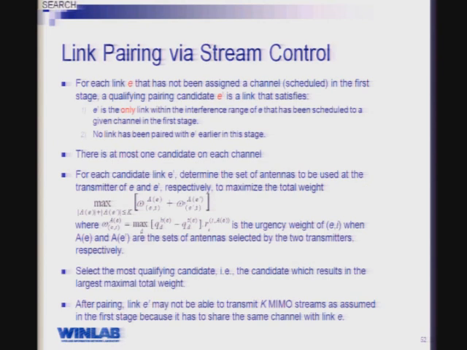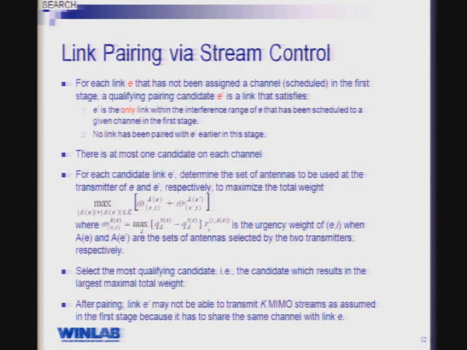Okay, so the second stage of our algorithm is link pairing by taking advantage of stream control. After the first stage of channel assignment, there are some links which have not been assigned a channel. For each link E that has not been assigned a channel in the first stage, a qualifying parent candidate E prime is a link which satisfies the following two conditions. First, E prime is the only link within the interference range of E that has been scheduled to a given channel in the first stage. The second is that no link has been paired with E prime earlier in this stage. Because of these two conditions, there is at most one candidate on each channel.